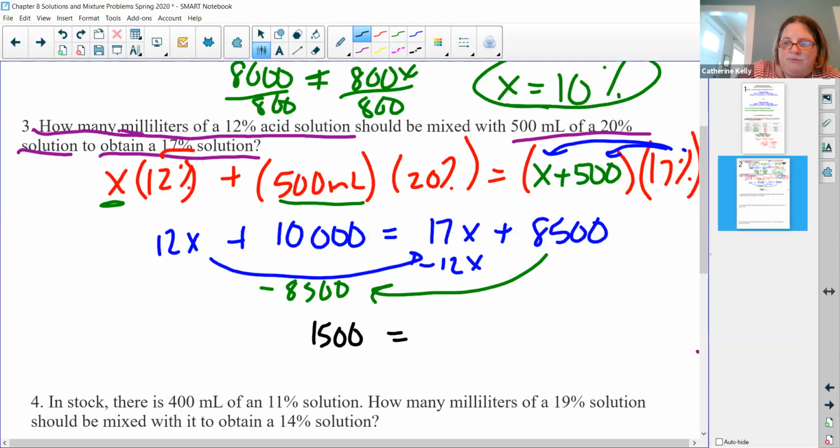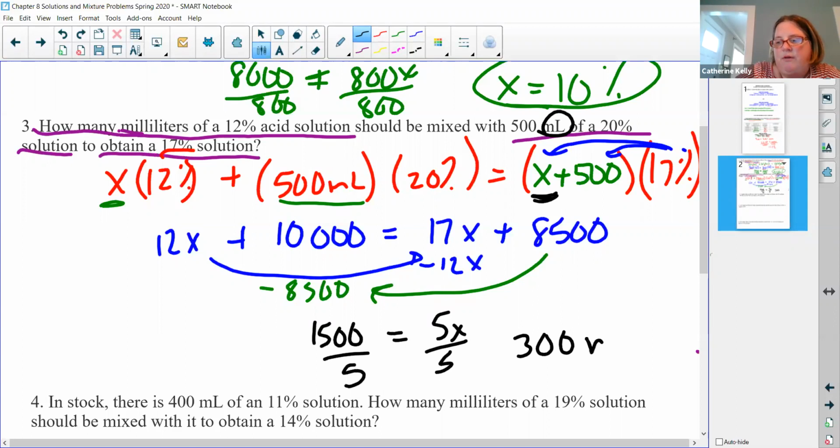equals, if I subtract 12, I get 5x. And when I divide by 5, I get 300. So now 300 is this part of x, which is my volume. So when I look up here, it's talking about milliliters, so it'd be 300 milliliters.